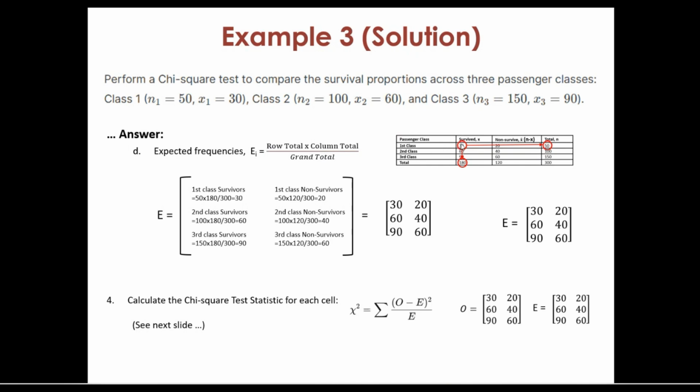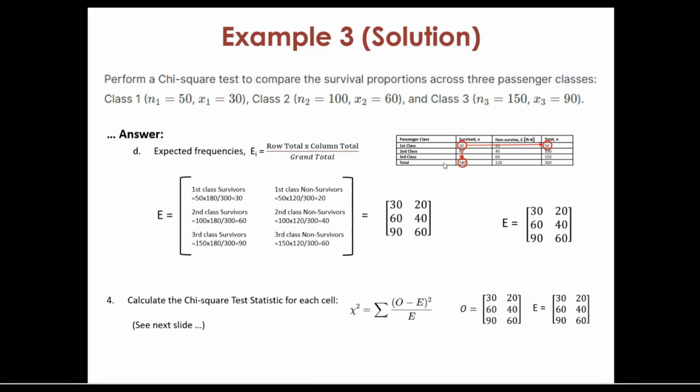So you see, instead of putting 30 for the first class survivor, you'll be using row total times column total divided by grand total. So how do we do that? Let's look at the first one, first class survivor. The survivors are 30 of them, right? But we're not taking this value. We're taking the row total. So the row total is what? The row total is 50. Okay, so we plug in 50. And then what about the column total? The column total goes all the way to the bottom. You see, total 180. So you take 50 times 180 over the grand total. So where is the grand total? From the contingency table, the grand total of everybody is 300. So you divide by 300, you get 30.